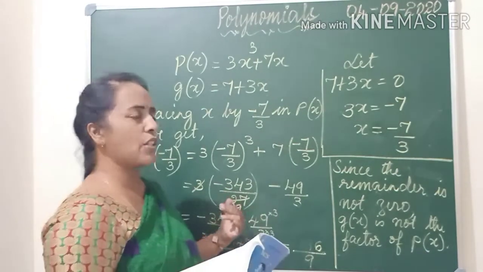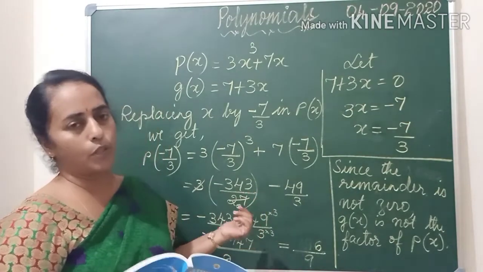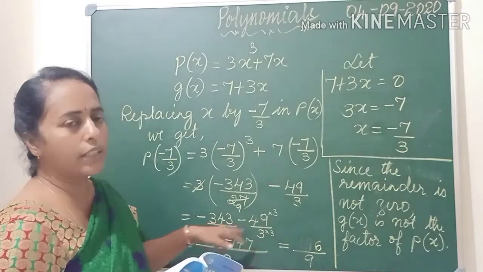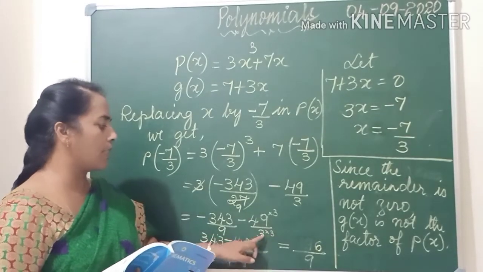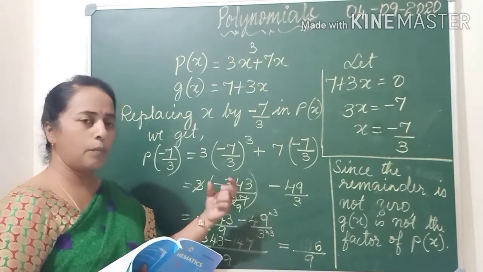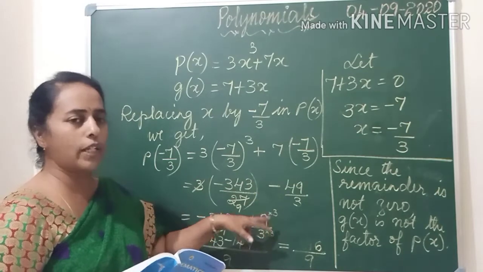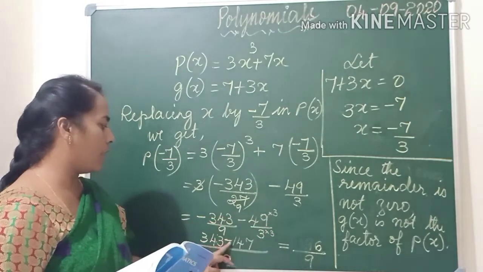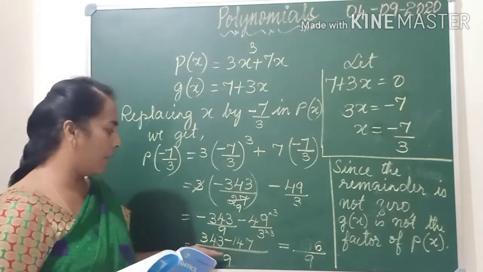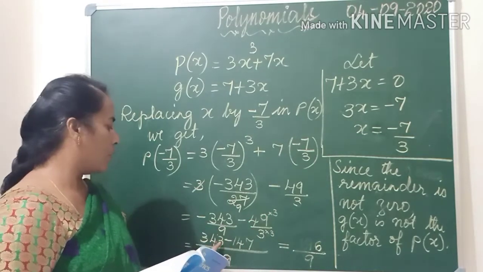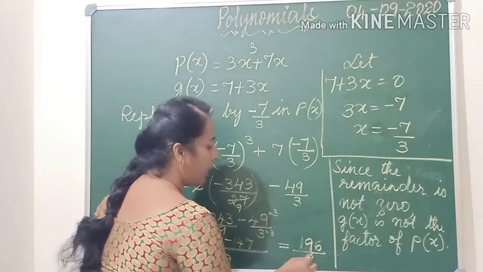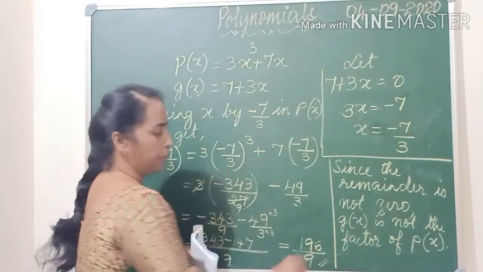So since two fractions are given, you have to take the LCM to simplify them. So here you have to equate both the denominators. So you have to multiply this denominator by 3 to get 9. So what you multiply in the denominator, by the same number you have to multiply the numerator also. So minus 343 minus, if you multiply 49 by 3, you will get 147, divided by the LCM, which is 9. So now simplify this, you will get minus 196 divided by 9. So this is the remainder.